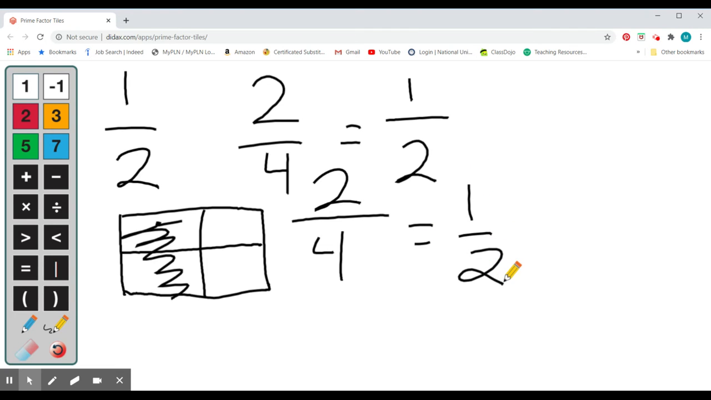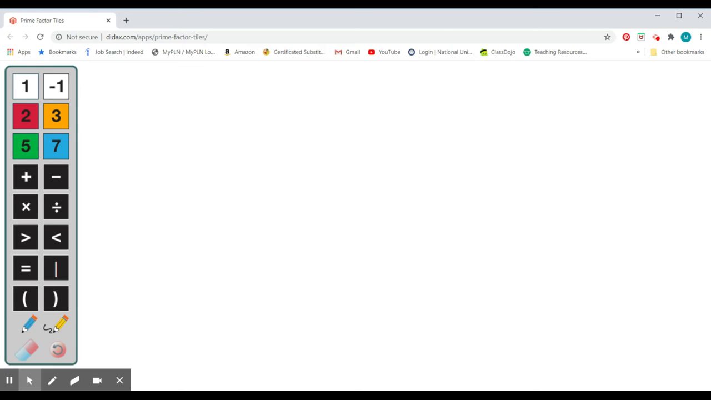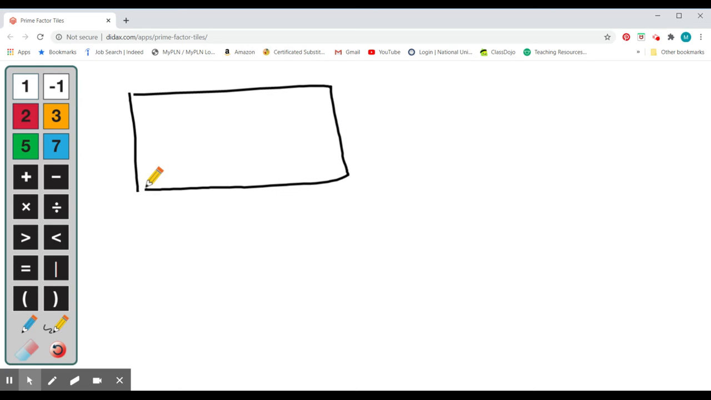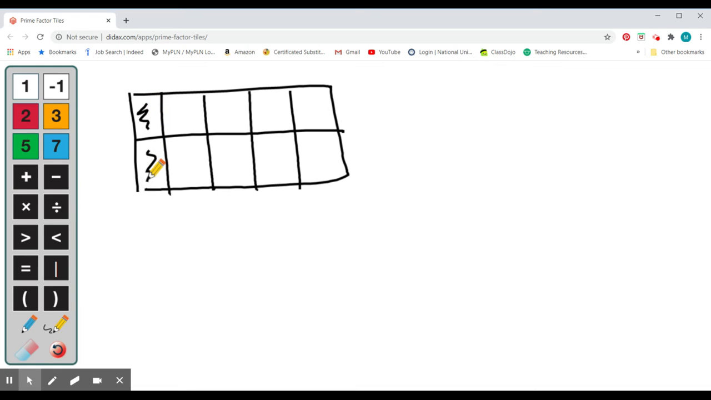Now, a little bit confusing, so we're going to actually use factoring. Now, let us start with, let's say, 4/10. I'm going to divide this into 10 equal parts as best as I can. So we have 1, 2, 3, 4, 5, 6, 7, 8, 9, 10. In order to make 4/10, let's shade in 4 sections, 2, 3, and 4. So we can write this as 4/10.